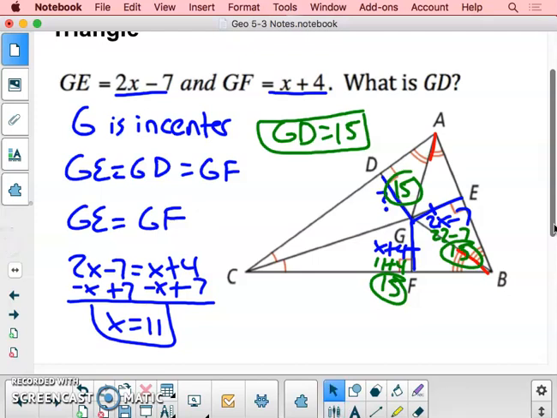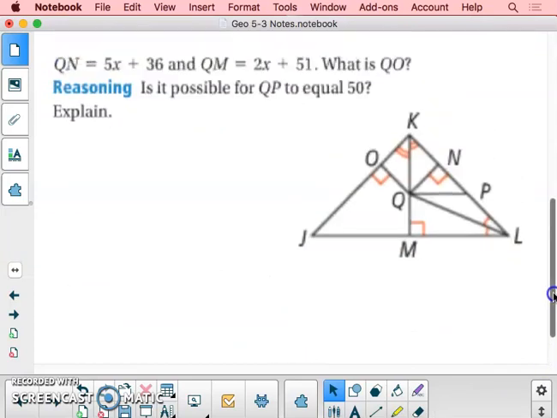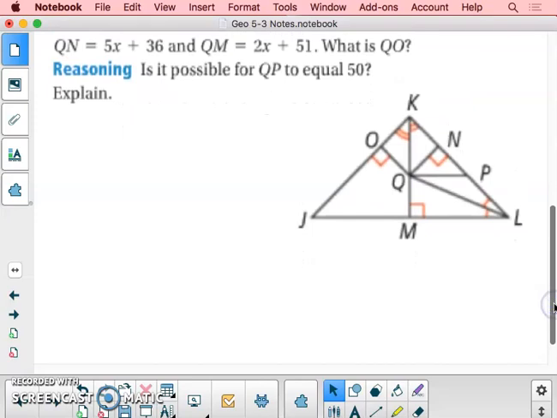Okay, let's try another one. All right, what I want you to do is pause the video, and try to set it up and solve it. I'll help you answer the other part about the reasoning question after you give it a shot to find what QO is. So pause the video and solve this one. When you hit resume, the answer will be there.